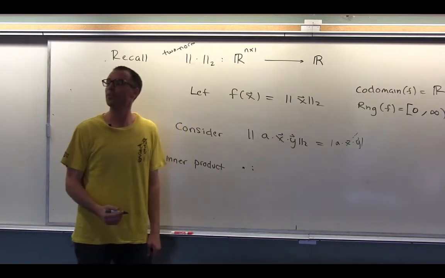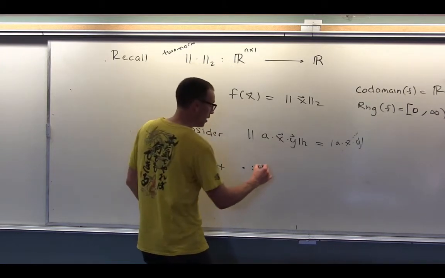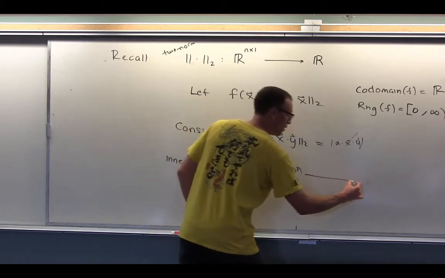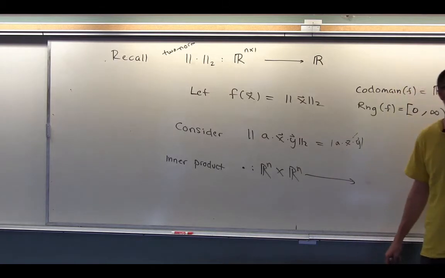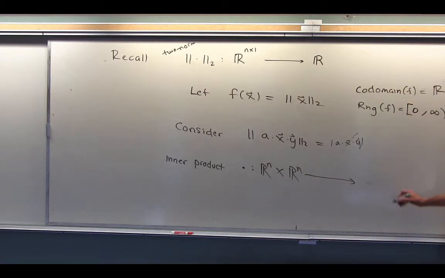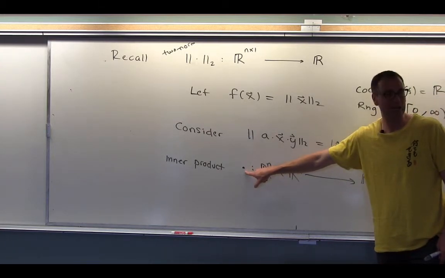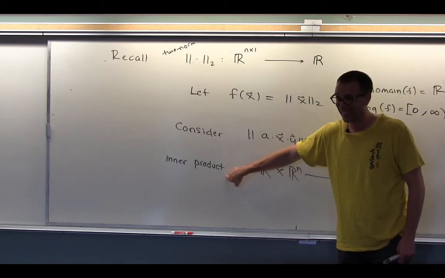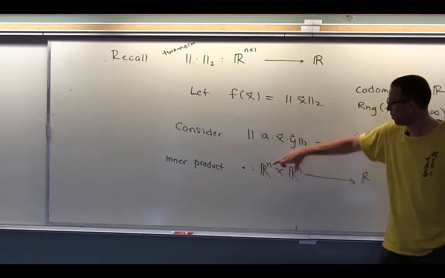What does the inner product expect in? What does the inner product expect out? Inner product's domain is Rn cross Rn. What's the codomain? R. What does that mean immediately? This is a binary operation because it has a left argument and a right argument, and the sizes of each argument must be identical.